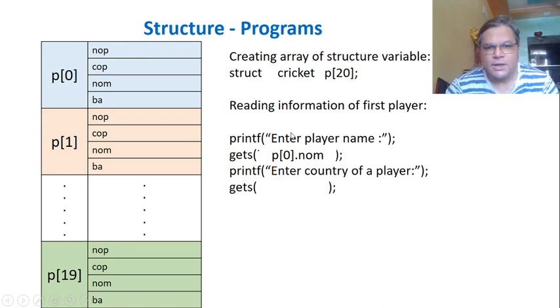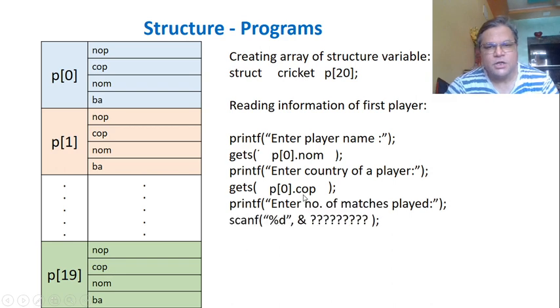Then we should accept the country of a player. So I will ask the user to enter country of a player. Since country of a player is also a string, we will read it by using gets function. Again the question is what I should specify as a destination. I know the country of the first player is required to be stored in COP of P0. Therefore, by using member access operator, we will write P0.cop.